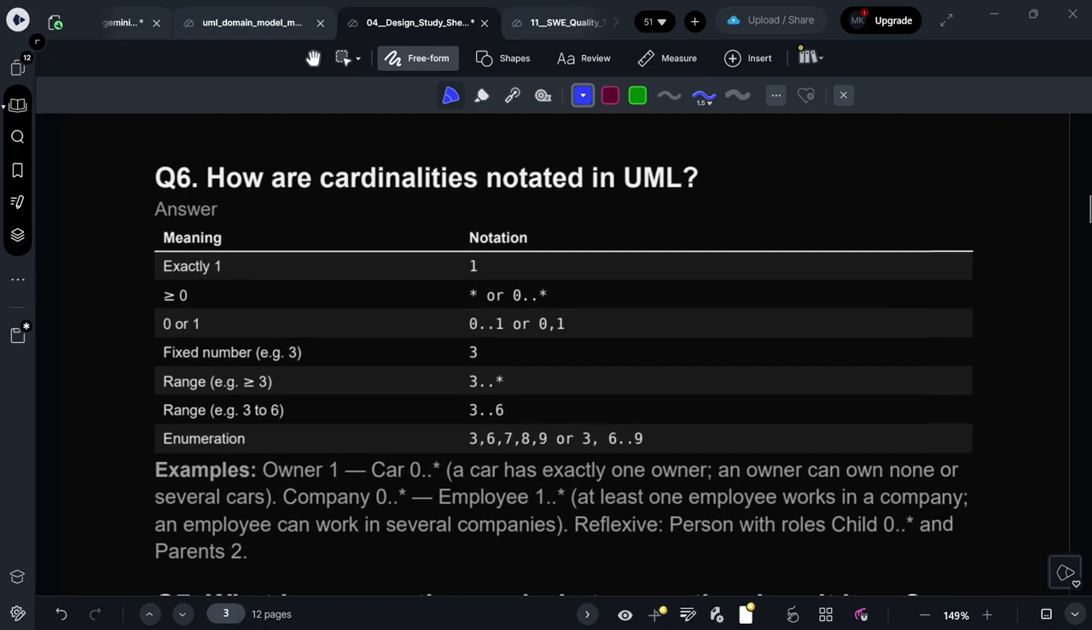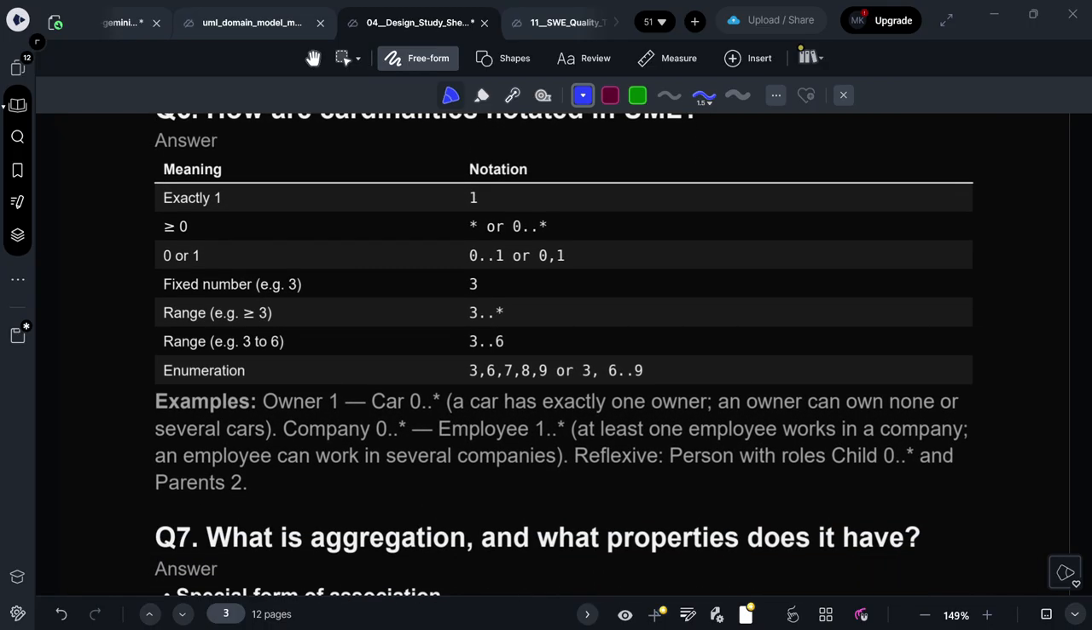How are cardinalities noted in UML? Exactly one; more than one; more than zero, so many; or zero to many; 0 or 1, meaning the notation is 0 to 1, or 0 comma 1. Fixed, like 3. A range, like 3 to many, for example, or 3 to 6. Then we have enumerations, like 3, 6, 7, 8, exact numbers, or certain numbers such as 3, 6, up to 9.